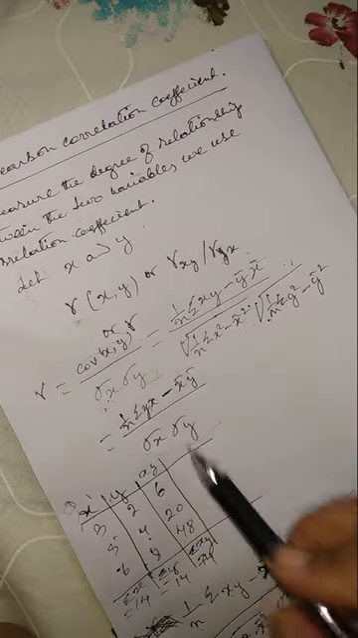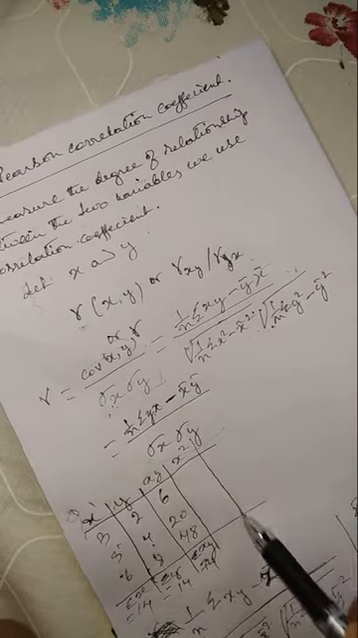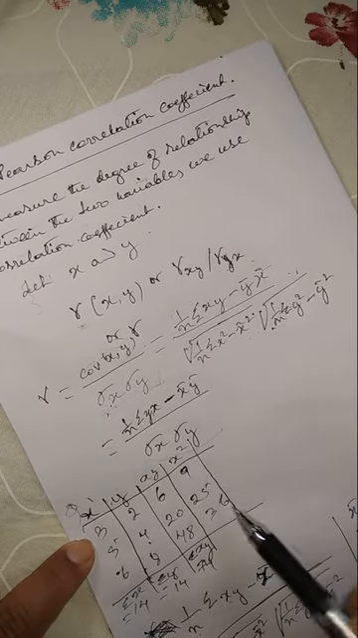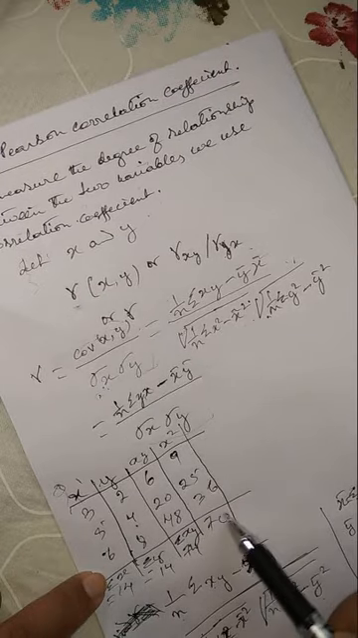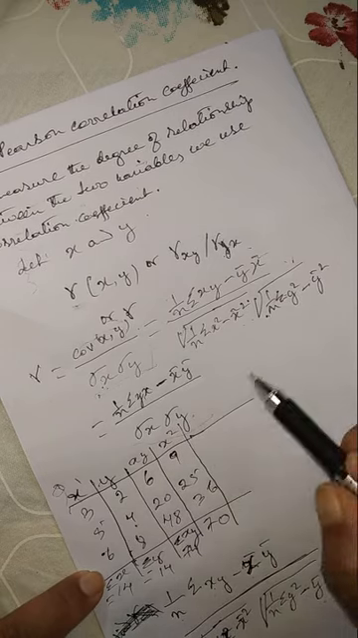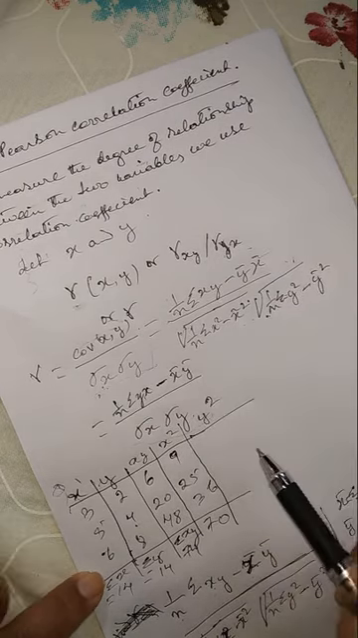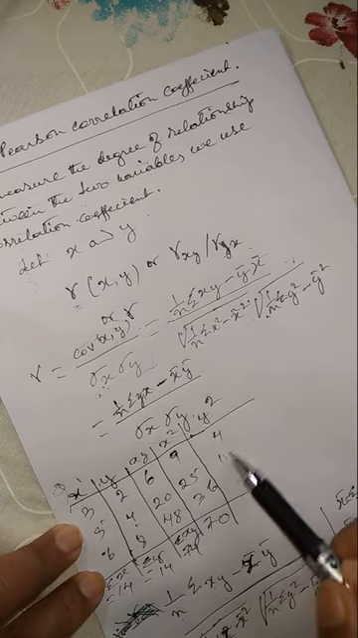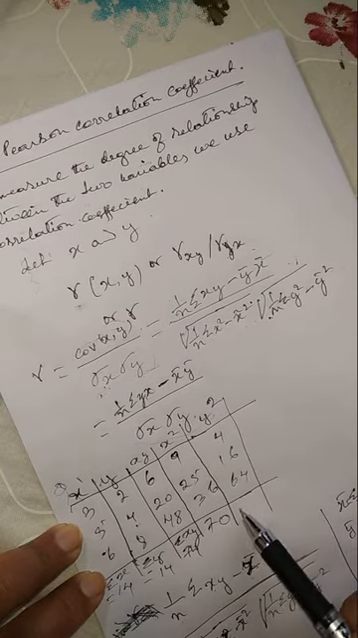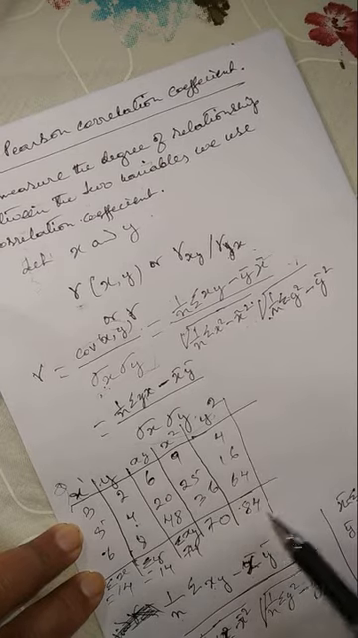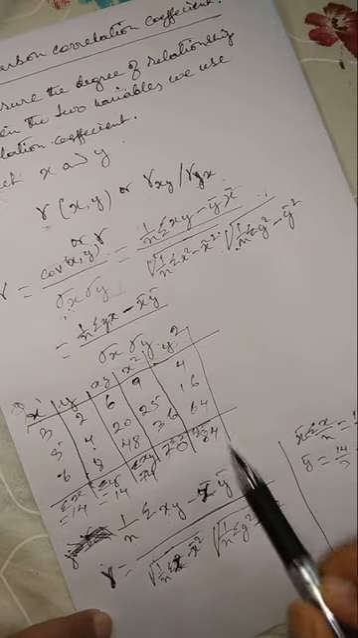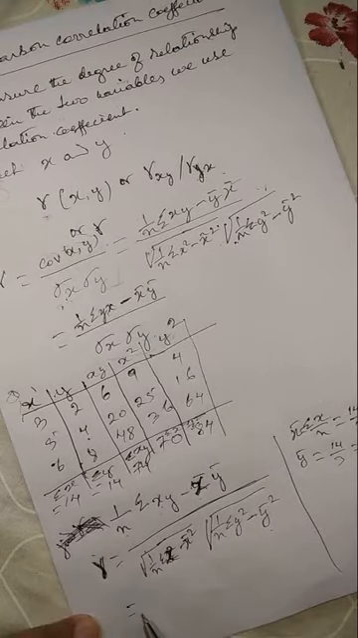So let's solve for x square. X square: 9, 25, 36, which is equal to 70. And then let's solve for y square. Y square equals 4, 16, 64. Okay, which is equal to 84. Got it? So summation y square, summation x square. So now we can apply them in the formula.